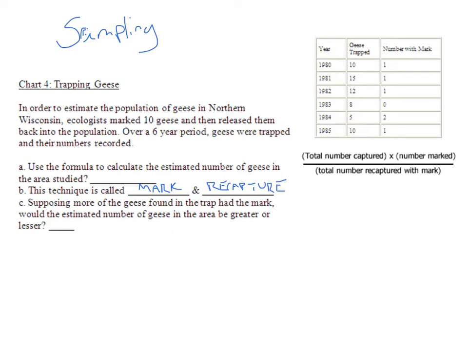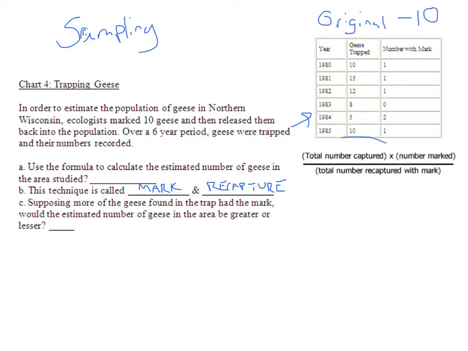Over a 6-year period, which we see over here, geese were trapped and their numbers were recorded. So we originally marked 10 different geese. And then in 1980, we trapped 10 and saw that one of them had a tag. In 1981, we collected 15, and we again noticed that one was marked with a tag. In 1982, we collected 12 geese, and we can see that one out of those 12 was marked with a tag.